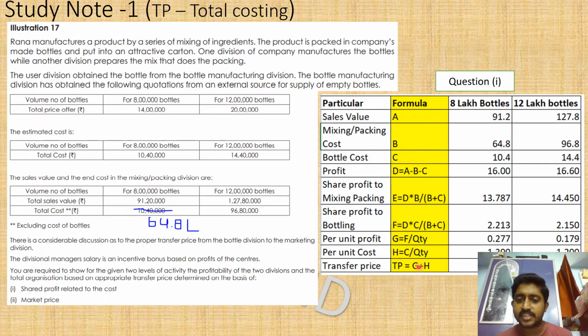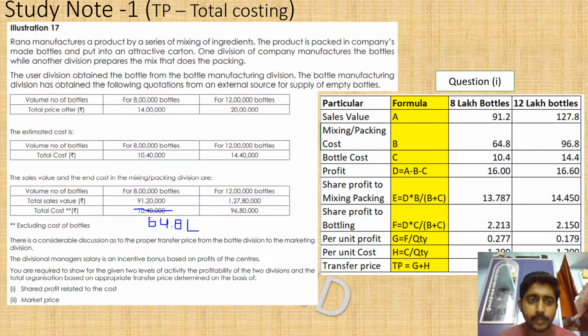Okay, so G plus H will give you the transfer price. So let's answer the next problem, market price. That looks very simple. Market price is already given. This is not the price per unit, this is market value, market price multiplied by the quantity. That is the market value, that is also given.